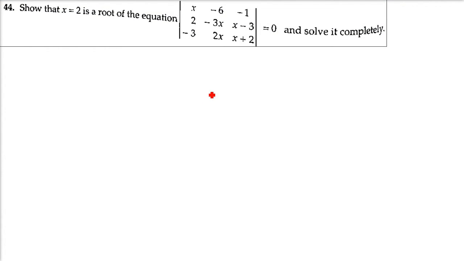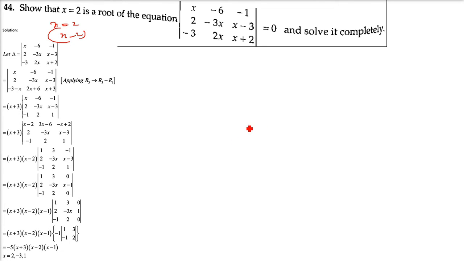Now show that x equals 2 is a root of this equation and solve it completely. X equals 2 is a root of the equation, that means x minus 2 is a factor of this particular matrix whose determinant is actually 0. Okay. So how do we do this?